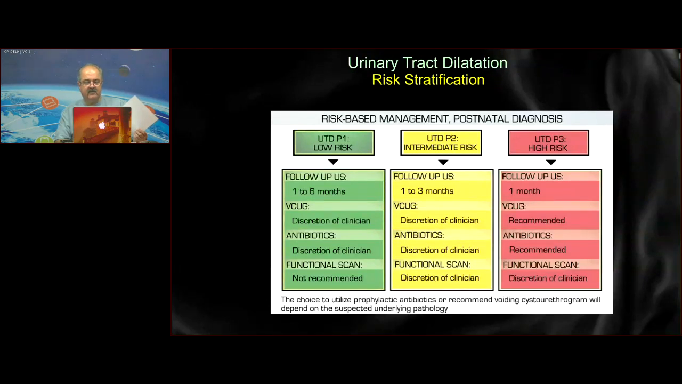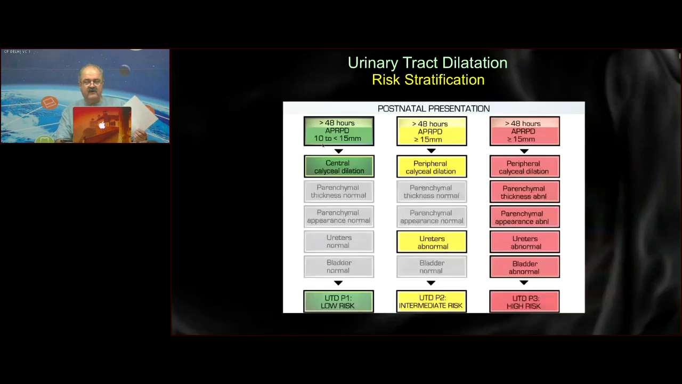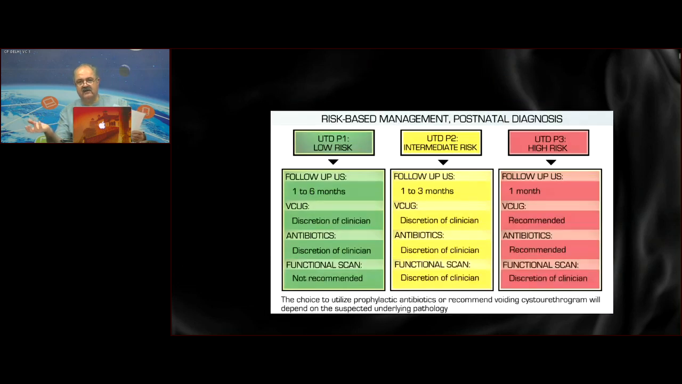Yes, you stratify the risk on the basis of this report that I showed you, whether it is after birth 10 to 15 millimeters, greater than 15 millimeters, and then also whether there was or not a parenchymal abnormality at that time, and depending on that, then you will refer to a surgeon who will then decide on whether a functional scan and a voiding study is required or not. So that is the way you would follow this up.